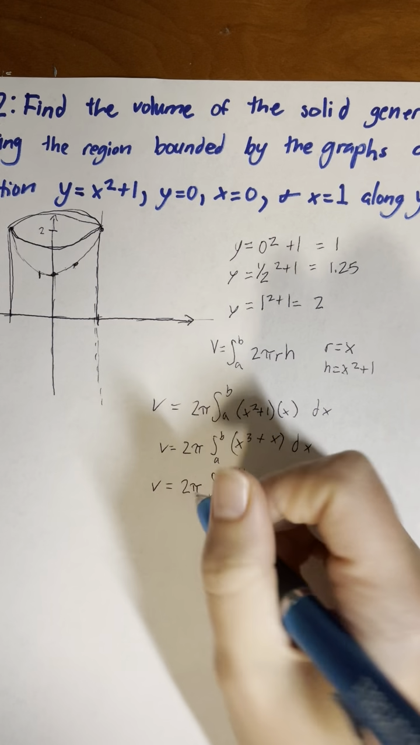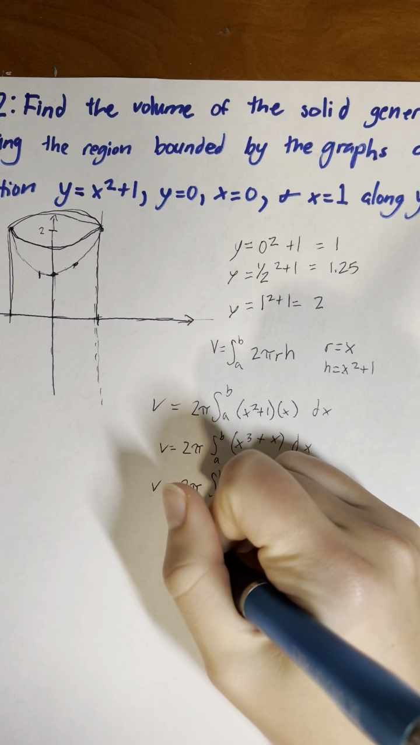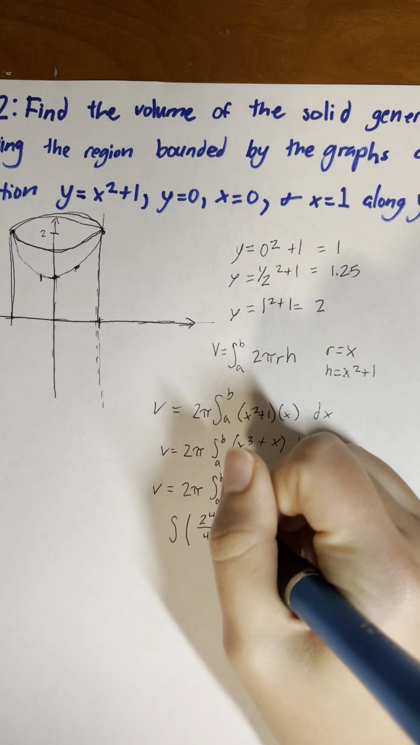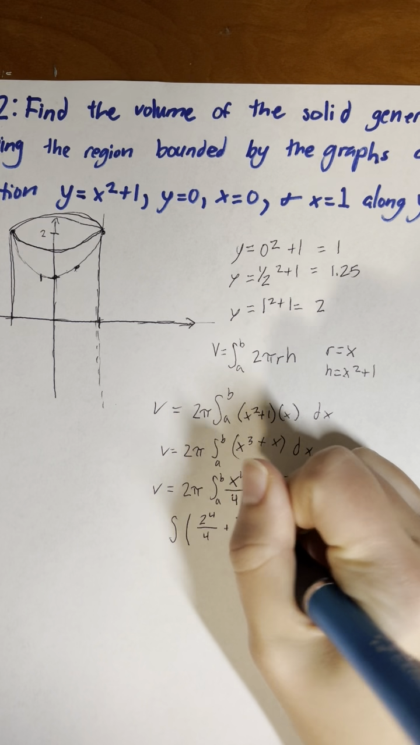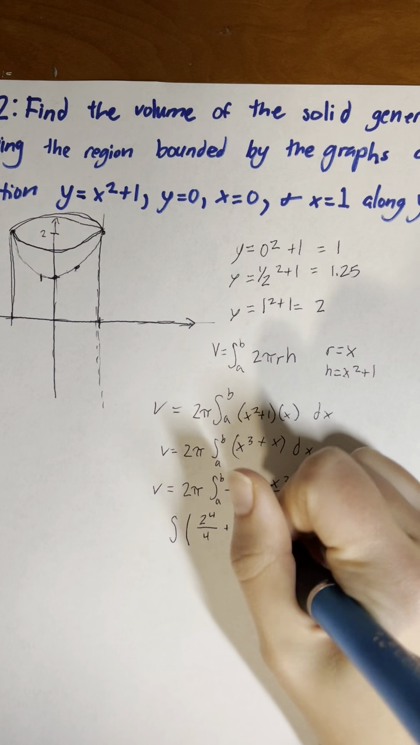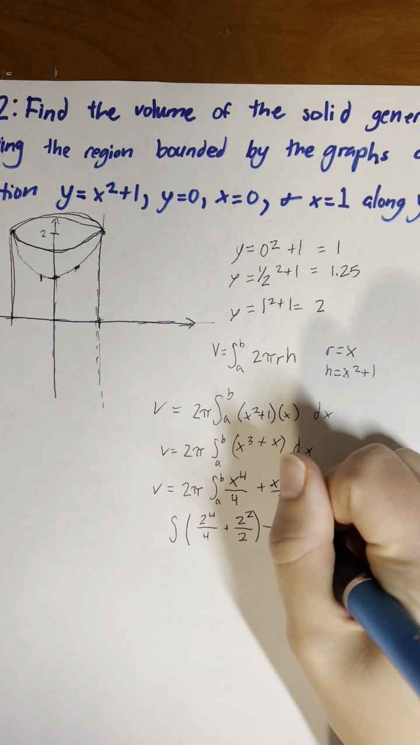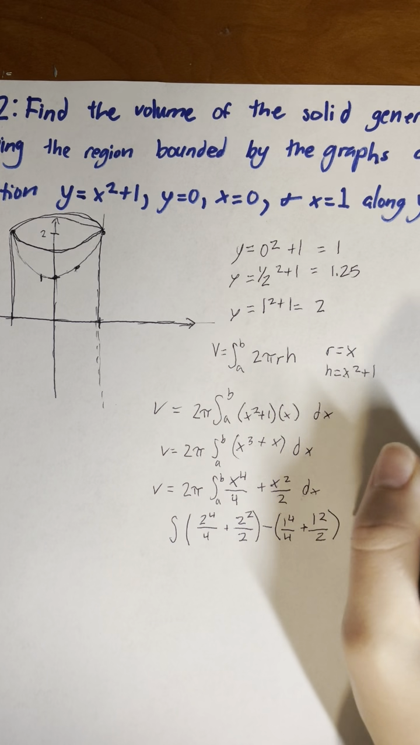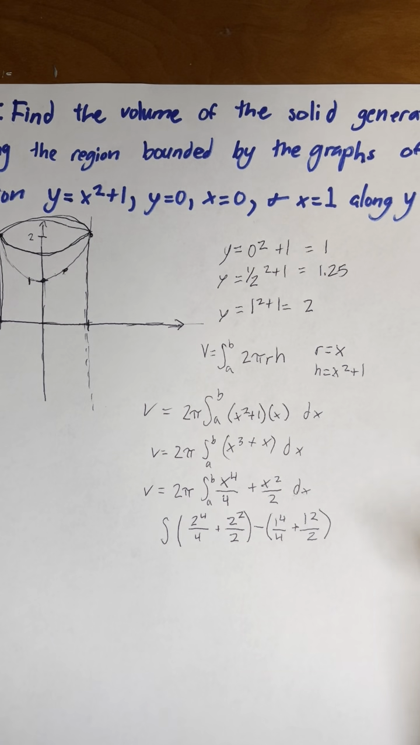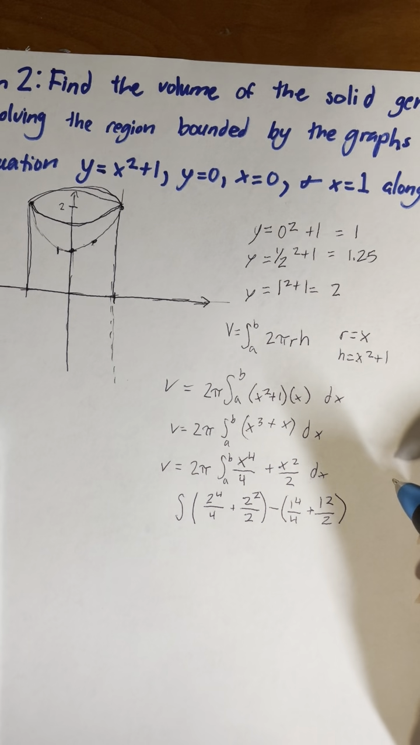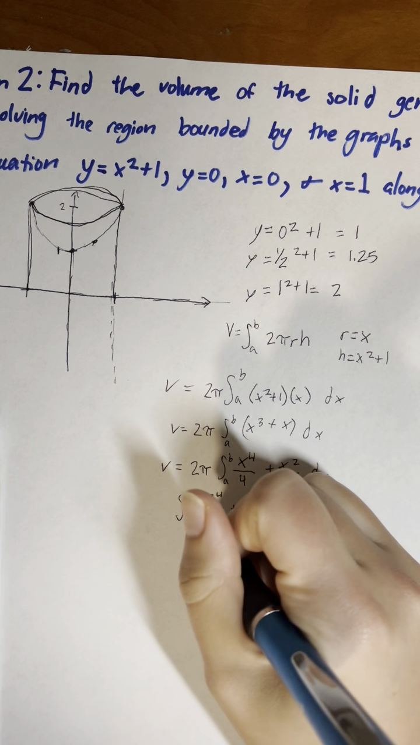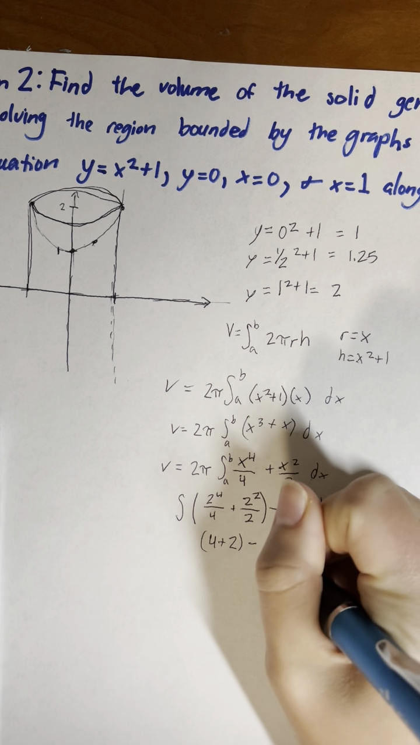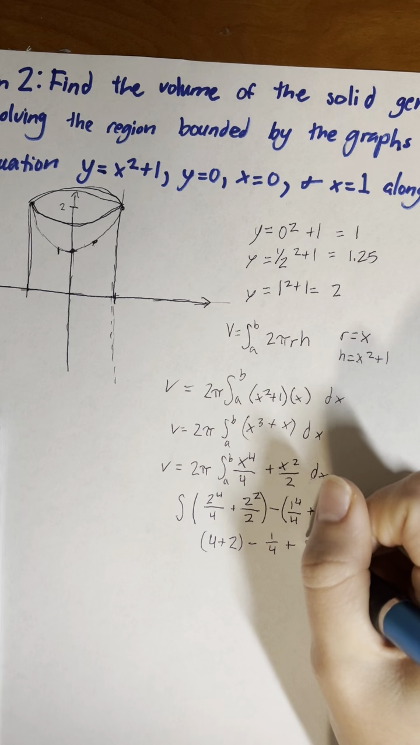Now we're going to evaluate the integral. So we're going to have 2 to the 4th over 4 plus 2 squared over 2. And then we're subtracting the other side, 1 to the 4th power over 4 plus 1 squared over 2. And so we're just going to simplify it more. So we're going to get 4 plus 2, subtract the 1/4 plus 1/2.